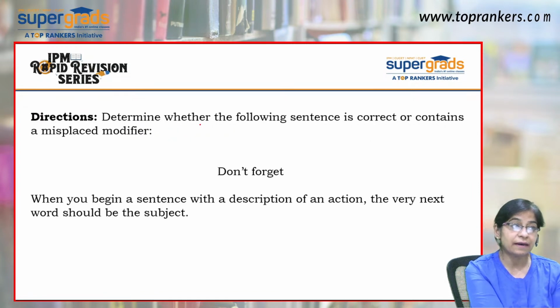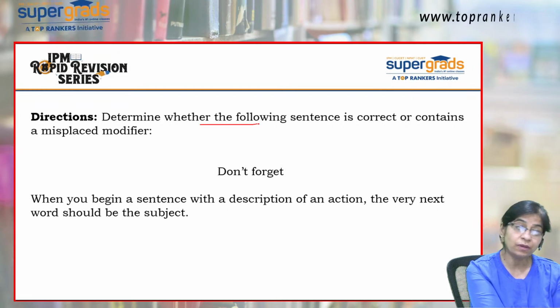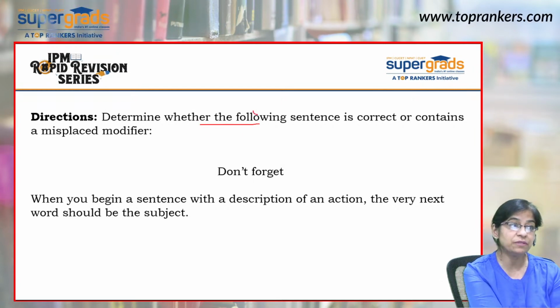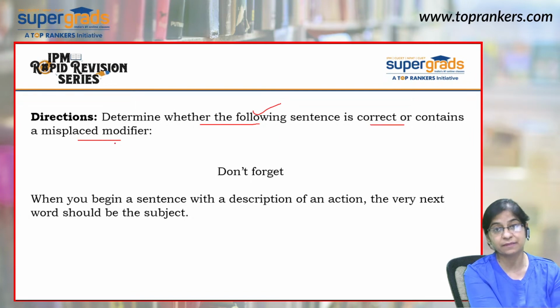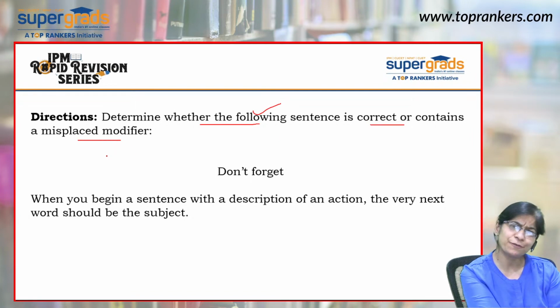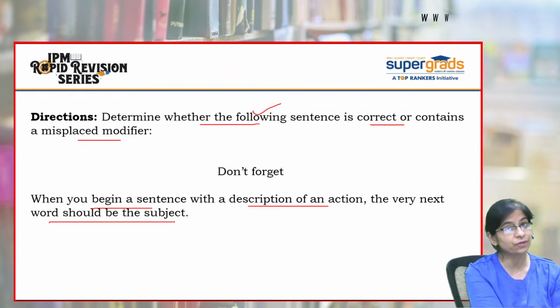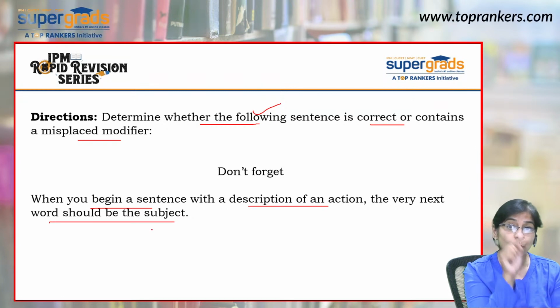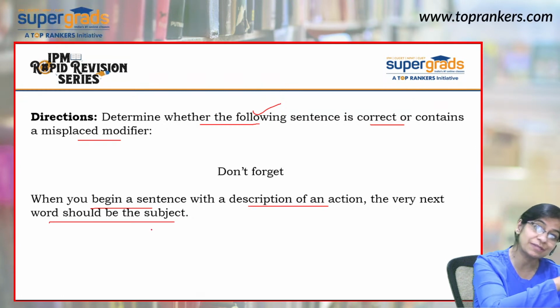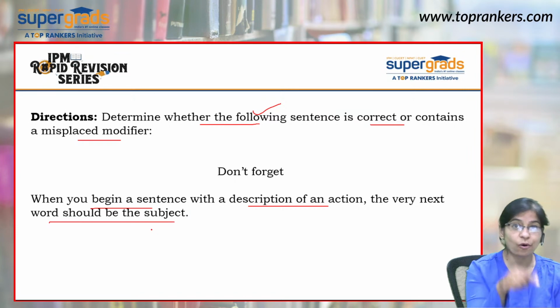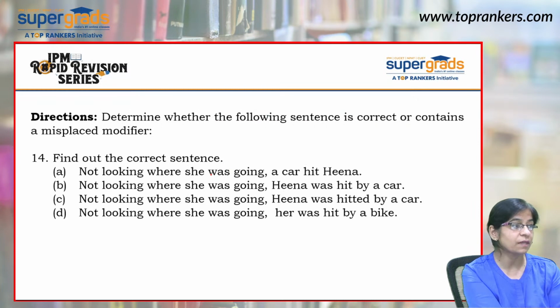There is another set of exercise for you all. Now here you have to determine if the sentence is correct or if it has a misplaced modifier. But then don't forget, if you begin your sentence with the description of an action like we just saw, the very next word should be a subject. That means the one who did the action that you would see in the description of the subject, right? Keep that in mind. Now, this one says, find out the correct sentence.